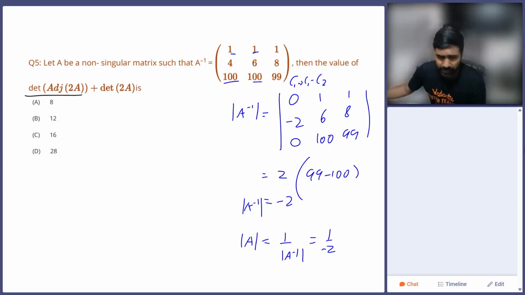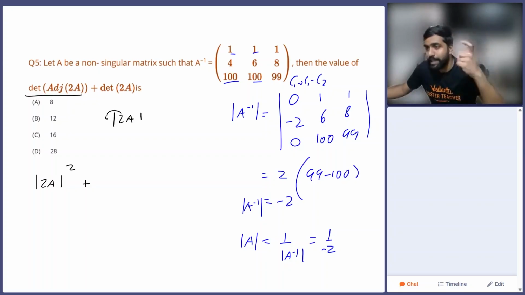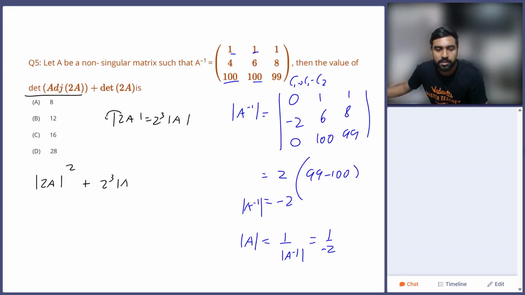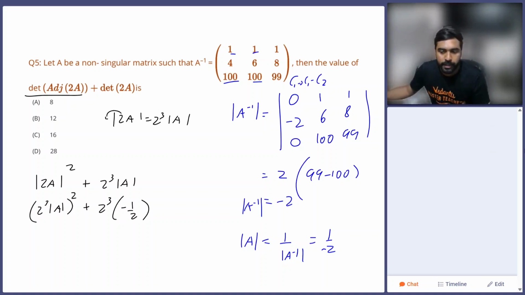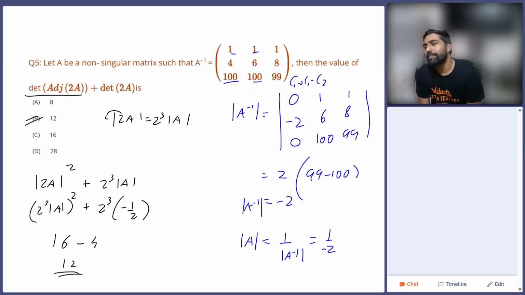Now determinant of adjoint of 2A. Can I say that's determinant of 2A to the power n minus 1, which is 2, plus determinant of 2A? If I'm talking about 2A, 2 will come outside, but it will have a power n where n is the order. So that's 2 cube into determinant of A. Over here you have 2 cube into determinant A whole square plus 2 cube into minus 1 by 2 is the expression. So what is this? This is 2 cube into 1 by 2, that's 2 square. 2 square whole square, that's 2 power 4, which will be 16. And 16 minus 2 square, that is 16 minus 4. 12 should be the answer for this question. Option B, 12 will be the answer over here.